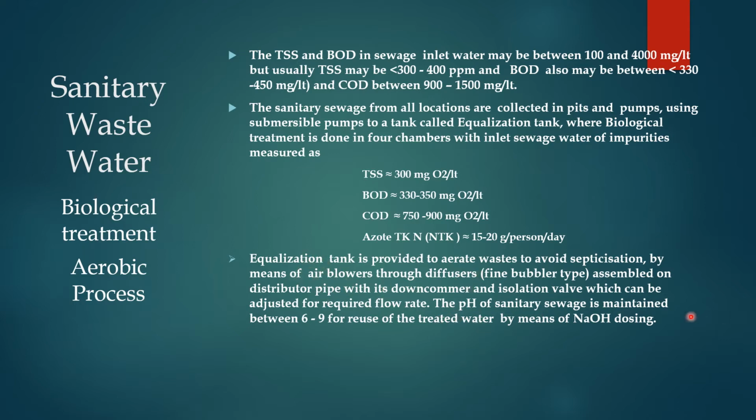And the pH of the sanitary sewage also is maintained between 6 and 9, and then it is used as reused water for gardening. It is maintained by sodium hydroxide dosing in the equalization tank.